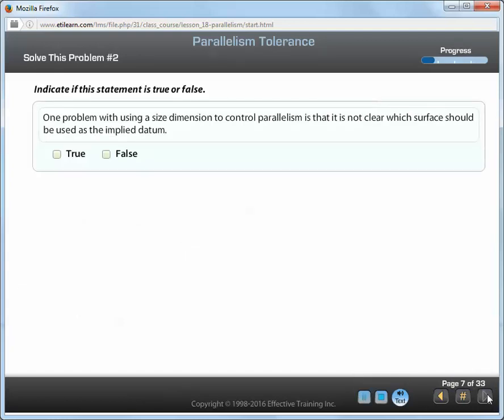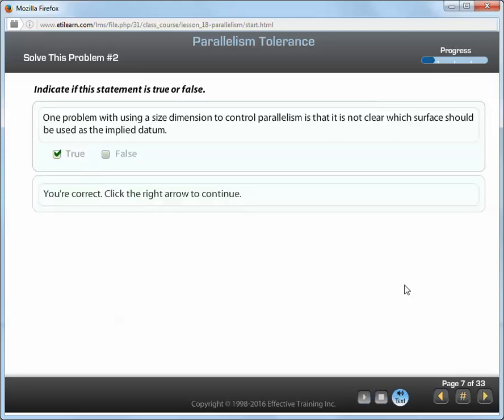One problem with using a size dimension to control parallelism is that it is not clear which surface should be used as the implied datum. You're correct. Click the right arrow to continue.